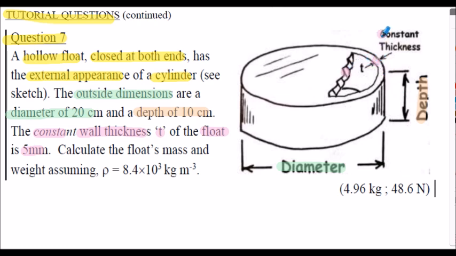The wall thickness of the side of the float and the top and bottom of the float is constant. We've got to calculate the float's mass and weight, assuming that the mass density is 8.4 times 10 to the 3 kilograms per meter cubed. The answers are shown here. I would encourage you to start the presentation and attempt this question, but I will show the full worked solution on the following slide for your reference.